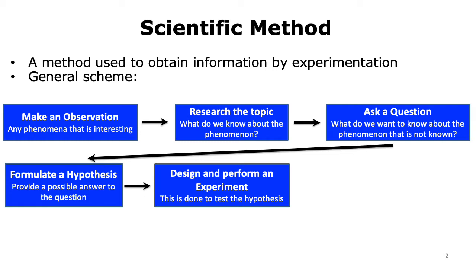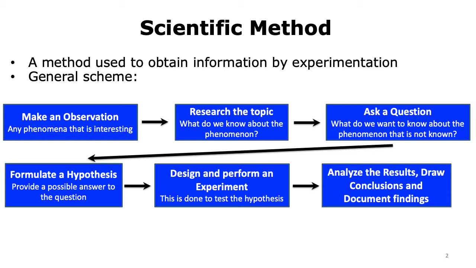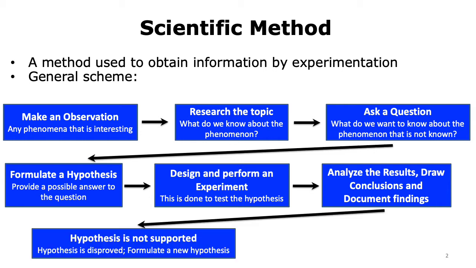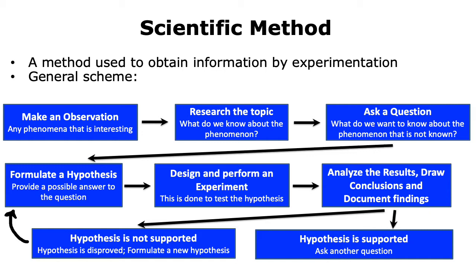Once the experiment is performed, the results that are obtained are analyzed, conclusions are drawn, and the scientist will document all his findings. Based on the experimental results, if the hypothesis is not supported, then it is disproved, and the scientist will go ahead and formulate a new hypothesis and go through the whole method again. On the other hand, if the experimental findings support the hypothesis, then the scientist is now ready to ask another question and go through the scientific method once again.